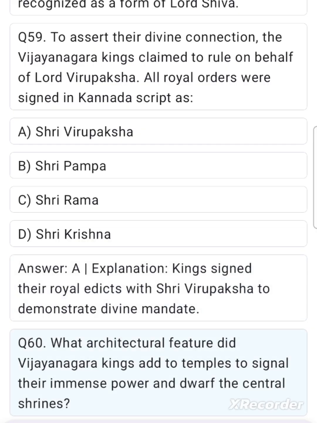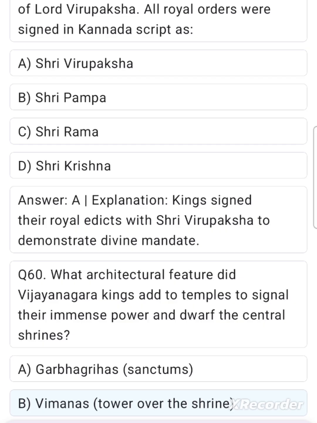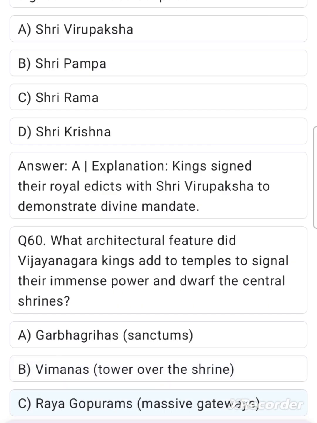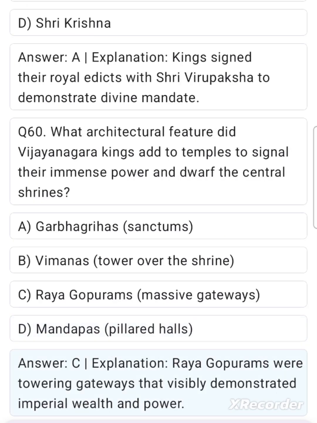Q60. What architectural feature did Vijayanagara kings add to temples to signal their immense power and dwarf the central shrines? A. Garbhagrihas, sanctums. B. Vimanas, towers over the shrine. C. Rear gopurams, massive gateways. D. Mandapas, pillared halls. Answer. C. Explanation. Rear gopurams were towering gateways that visibly demonstrated imperial wealth and power.